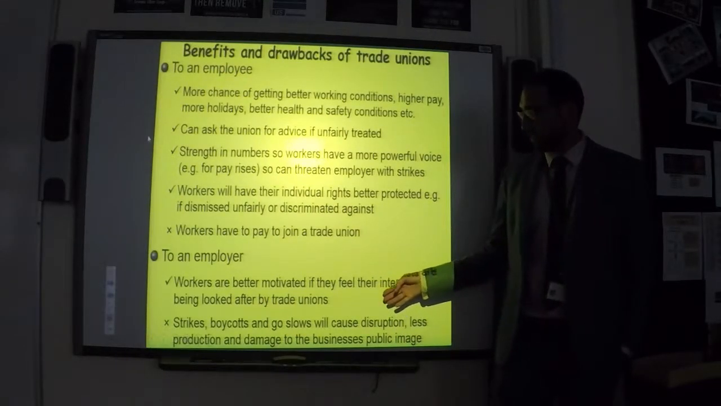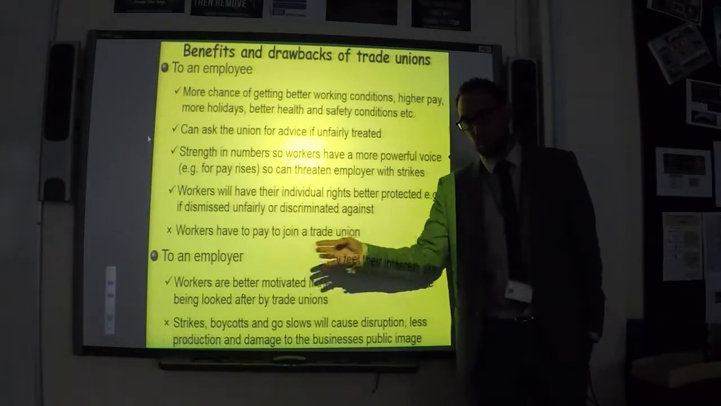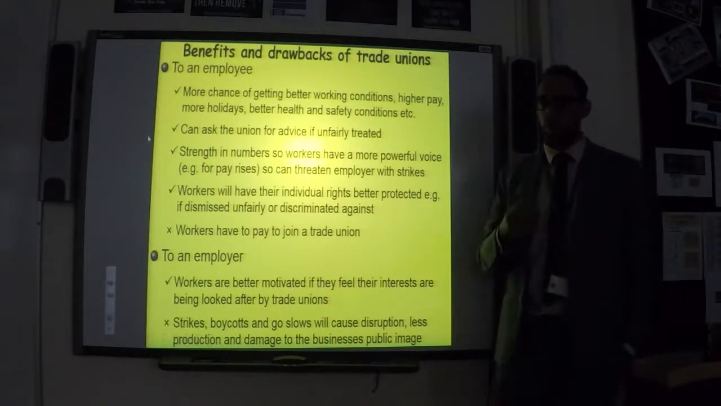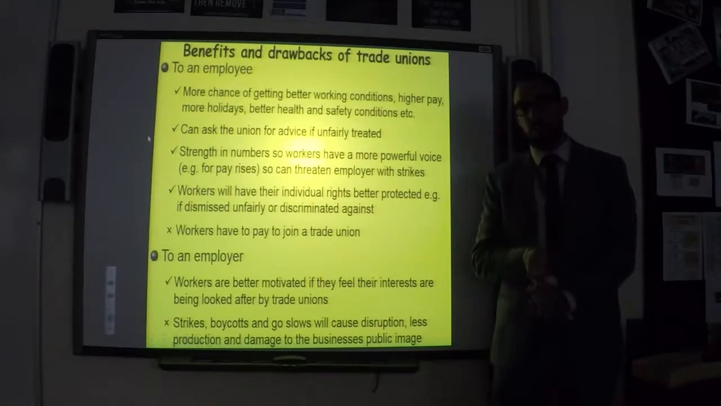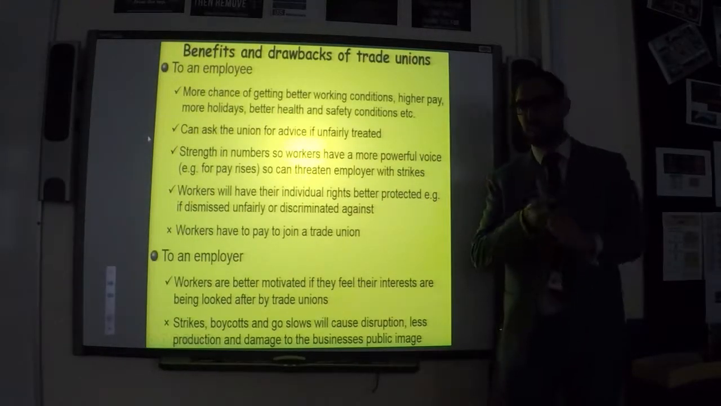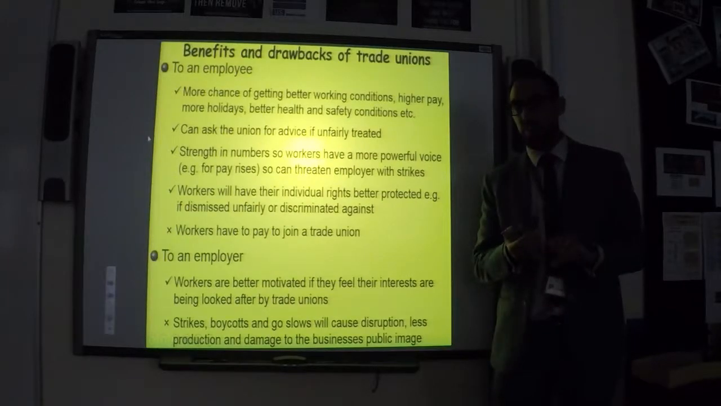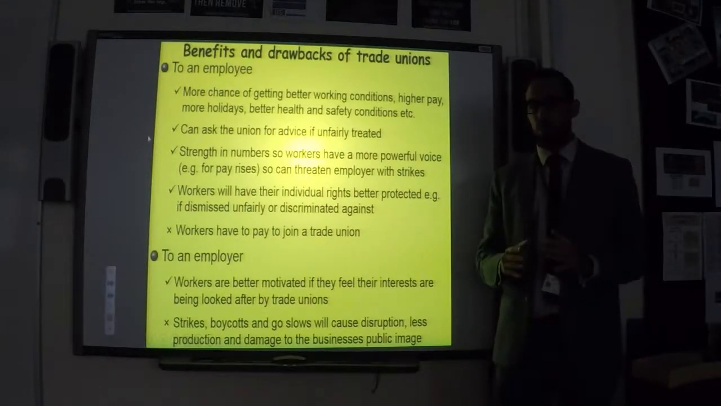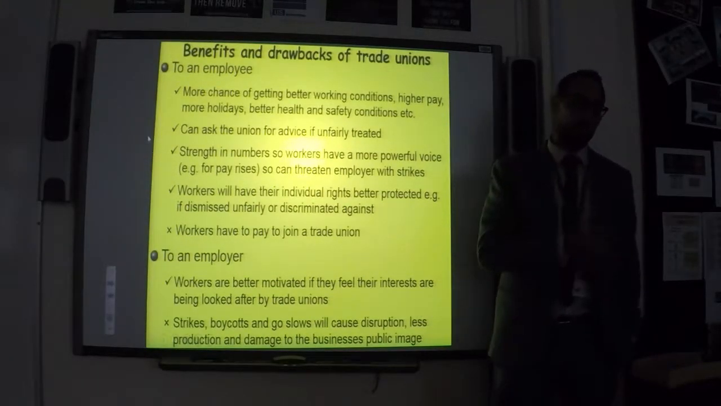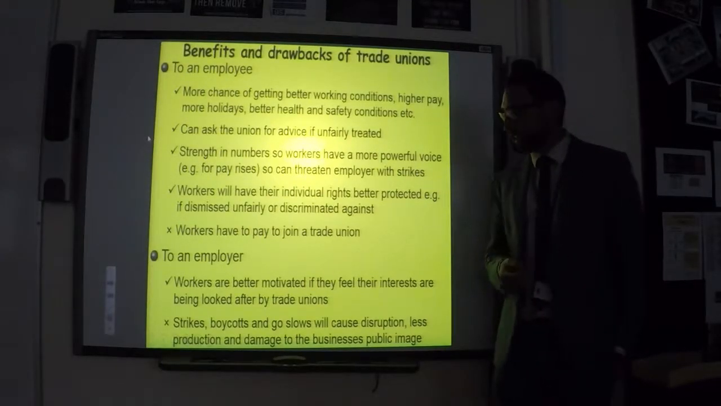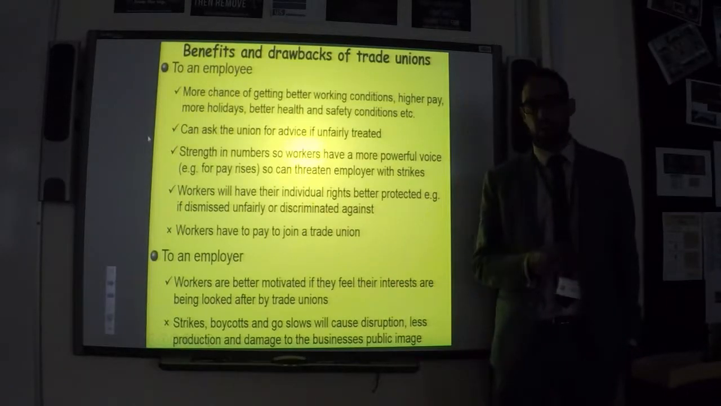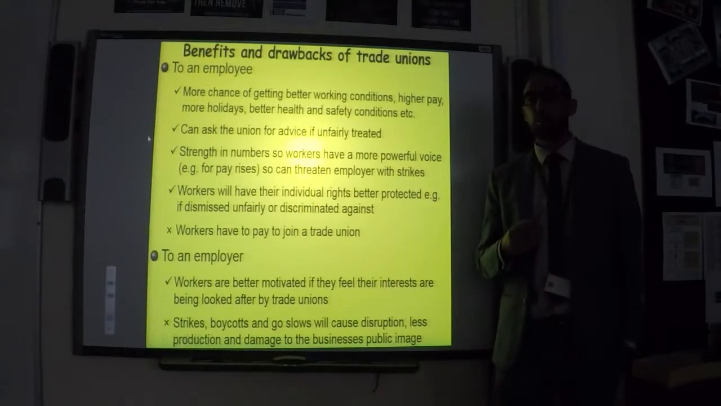But the benefits of trade unions to the employer, remember this is to the business, is that if the workers have the correct pay, if they have better working conditions, better holidays, if they have their rights protected and they feel safe and secure, what does all this fit in with? This fits in, if you think back to when we did motivation, about job security, about basic needs, security needs. If the worker has all of their rights protected, the workers will be more motivated.